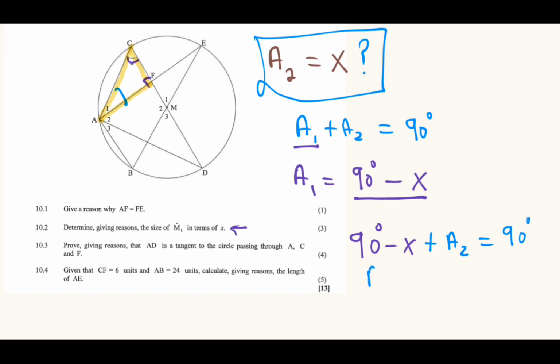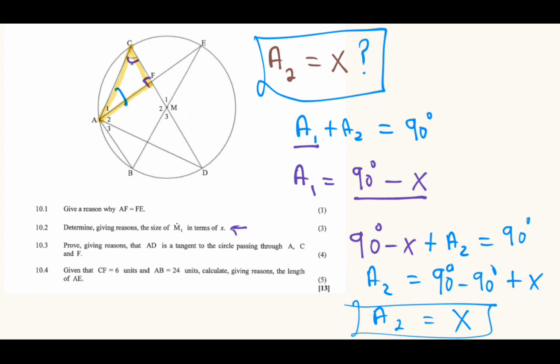So we take the 90 and the negative X to the right, they will change sign. The positive 90 degrees will change sign to negative 90 degrees. The X will change sign from negative X to positive X. So our A2 will be equal to 90 degrees minus 90, which is 0, plus X, which is equal to X. So our A2 is equal to X. So we have proved that A2 is equal to X.